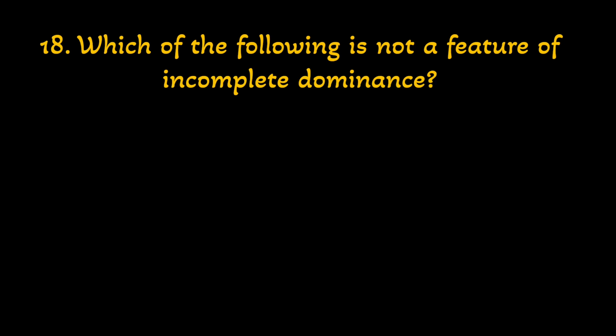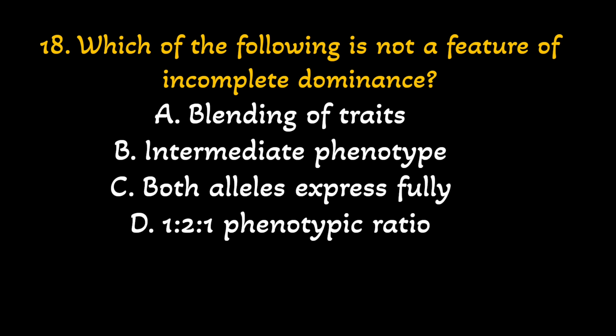Now let's see question number 18. Which of the following is not a feature of incomplete dominance? Among the four options that will be displayed, we have to find out which is not a feature of incomplete dominance. The options are A, blending of traits, B, intermediate phenotypes, C, both alleles expressed fully, and D, 1:2:1 phenotypic ratio. So what do you think is the correct answer for this question?